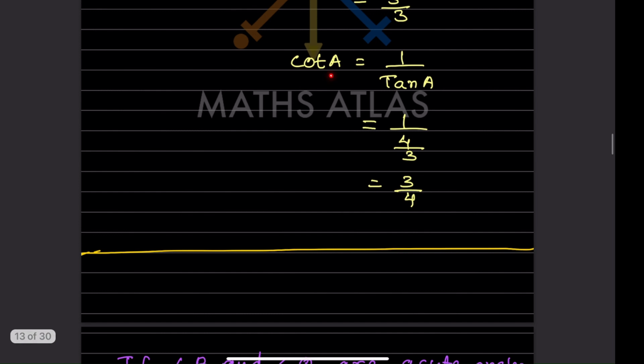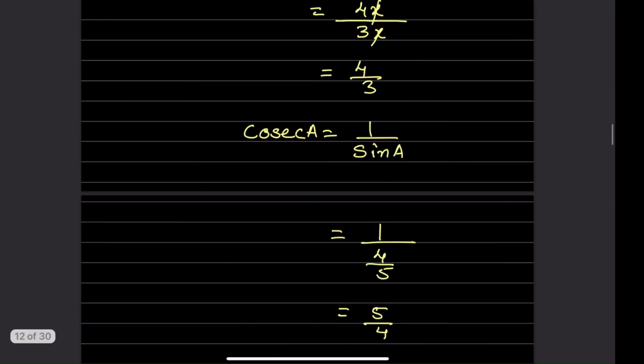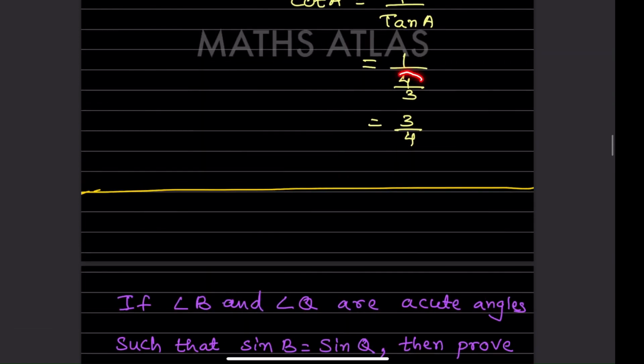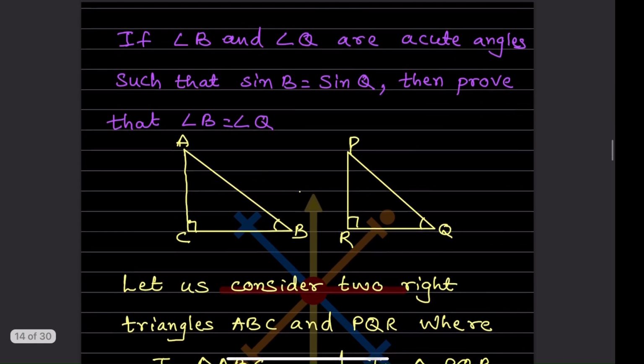So now you have cot A. Cot A is 1 by tan A. So now you got the value of this tan over here. That is 4 by 3. It is even given in the question over here. So now that will be 4 by 3. This is in the denominator, so this is going to get flipped over. So that will be 3 by 4. So now you have got all the 6 trigonometric ratios. So this is done. Now let us see the next question here.